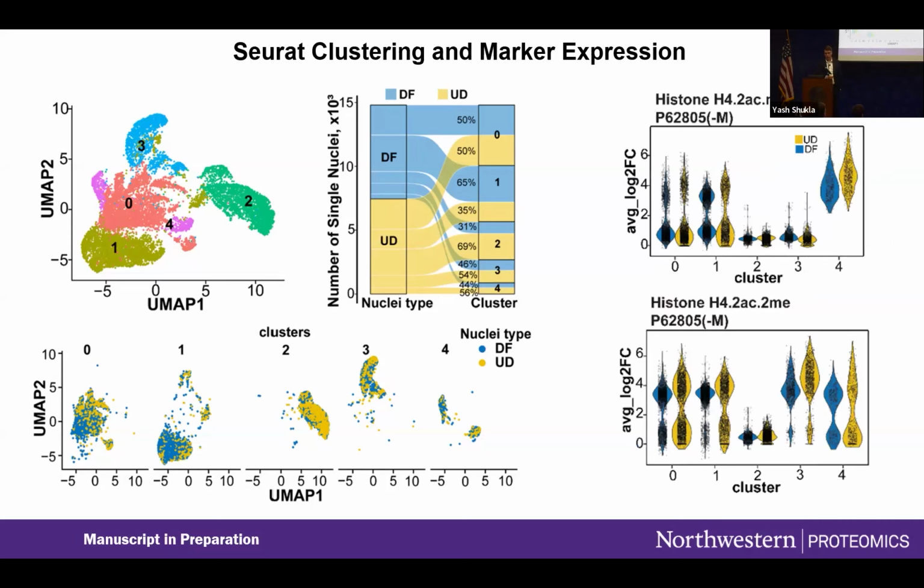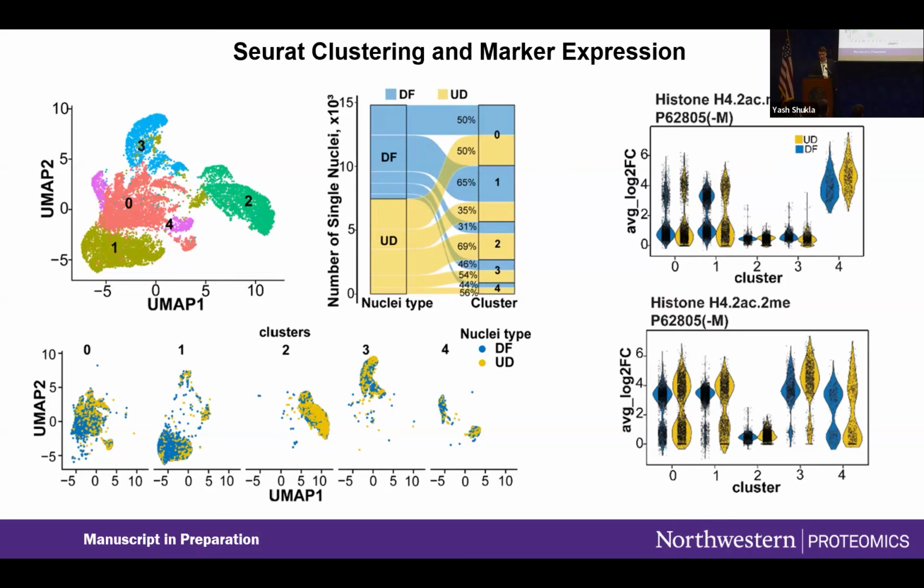We can look at how this is expressed within these various clusters. And we find that for the monomethyl, it is highly expressed here in cluster 4 and lowly expressed in clusters 2 and 3. And then if we move to the dimethyl, we find that it is more lowly expressed now in cluster 4, higher expressed in clusters 0, 1, and 3, and then more lowly expressed still in cluster 2.